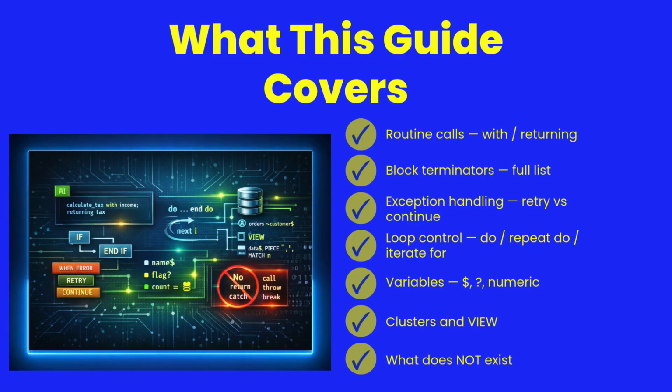This tutorial focuses on the patterns most likely to produce incorrect AI-generated code. We will cover how routines are called, how blocks must terminate, how exception handling works, and how loops behave. We will also cover variable naming rules, clusters, the view statement, and critically, what keywords do not exist in Sheerpower.